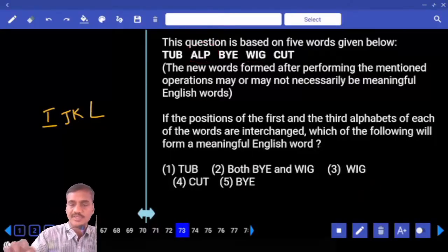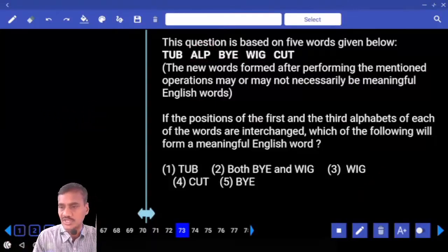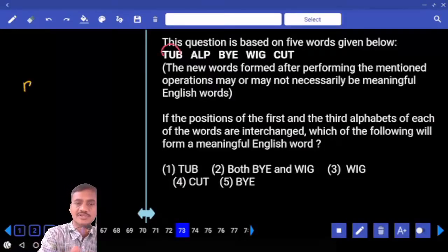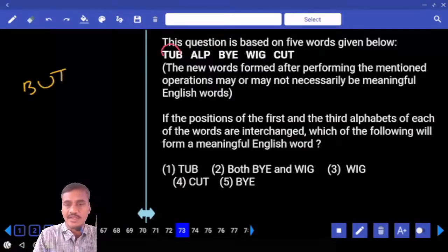And 73, the positions of the first and the third alphabets of each of the words are interchanged. Then which of the following will form a meaningful word? The first and the third are interchanged. BUT is a word. And next one, PLA is not a word. EYB, GIW, TUC. There is only one word, that is choice 1, question 73.